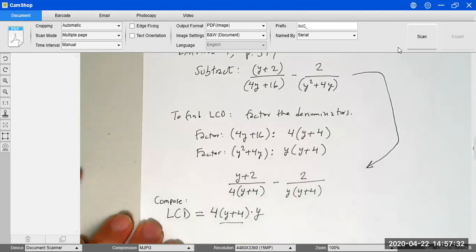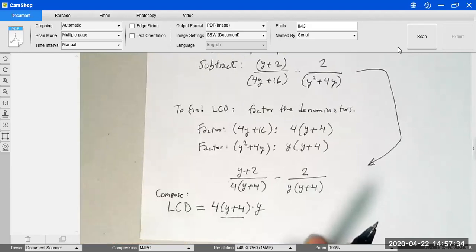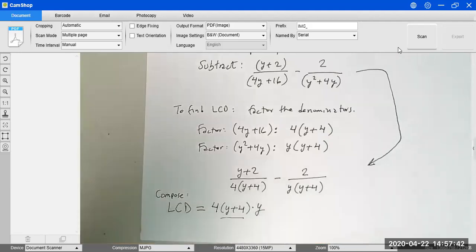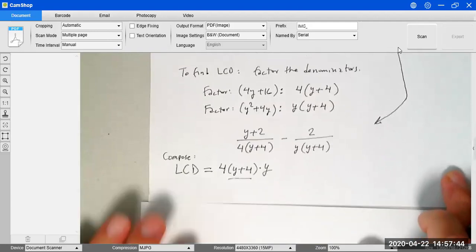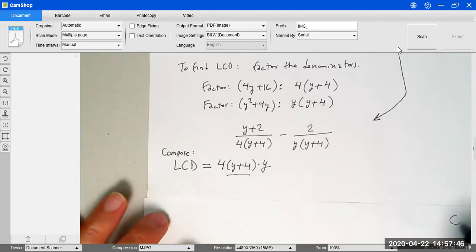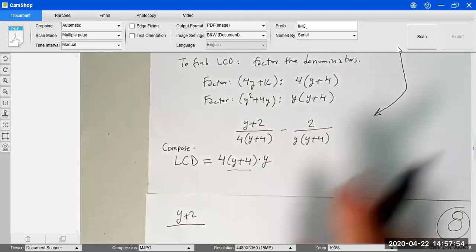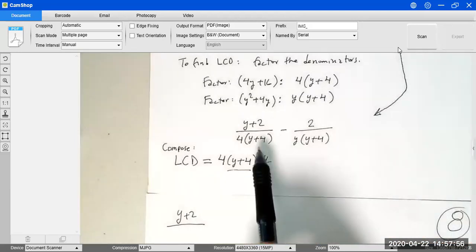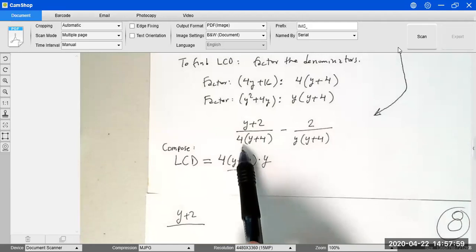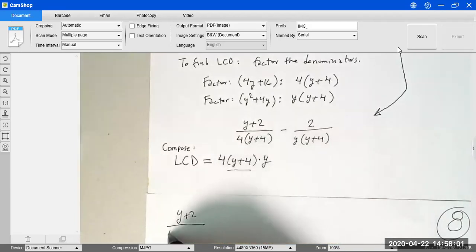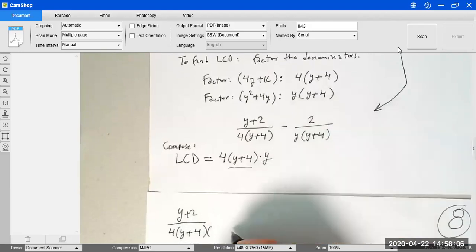So let's now rewrite the rational expressions in a way that they are going to have the same denominator. I'm going to write again y plus 2 over, and now the first denominator is 4 times y plus 4. I'm going to multiply this by something.